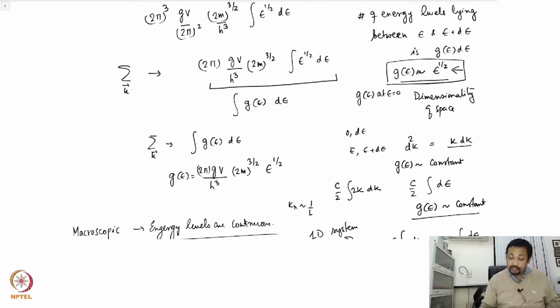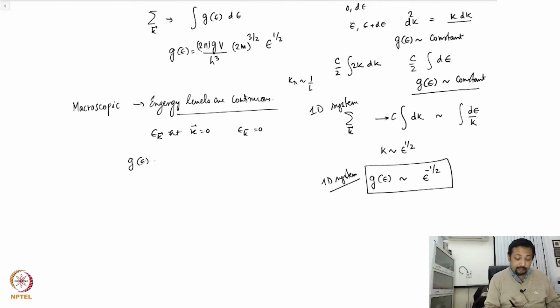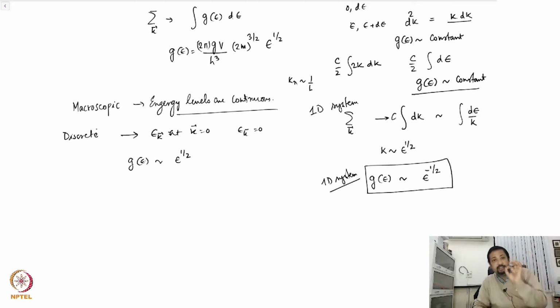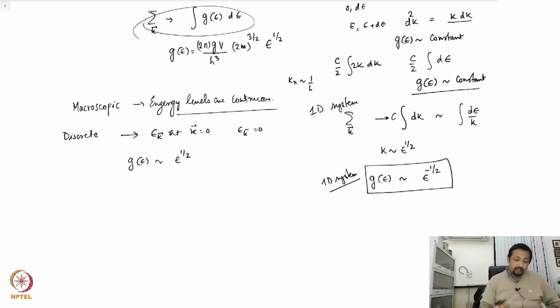While going from this to this, we clearly see that there is a problem, because g epsilon goes as epsilon to the power half. When we look at the discrete case, we see that even at k equal to 0, the zero momentum state, there is one energy level. But the moment we replace this sum by a continuous integral over the density of states, we see that at epsilon equal to 0 there is no energy level, because g epsilon is 0 as epsilon tends to 0. So we have to be a little bit more careful in our analysis.